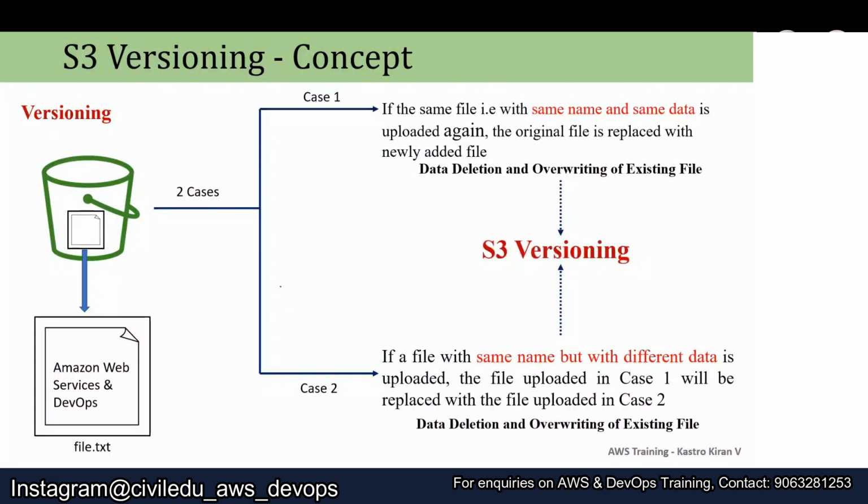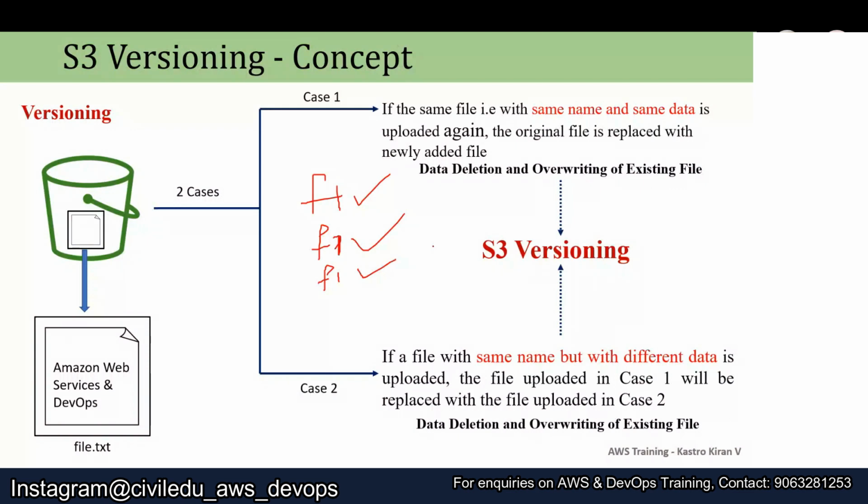What is the problem? We don't want the data to get deleted, and we don't want overwriting of existing files. So there is an option in the S3 service called versioning, and you have to enable it. When you enable versioning for a bucket, even if you upload files with the same name, say there is a file called F1 and again one more file called F1, and again another F1, since versioning is enabled, all these three files will be available.